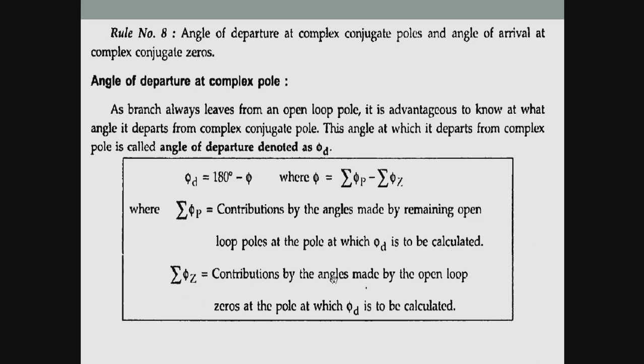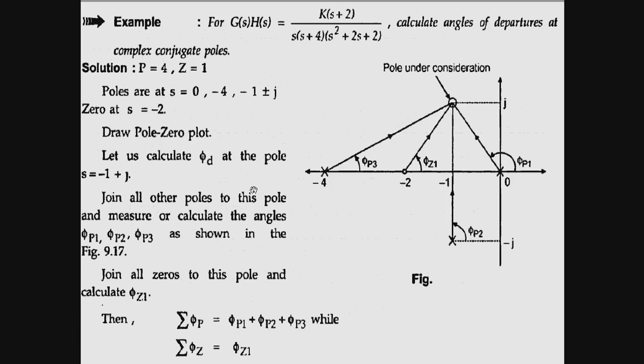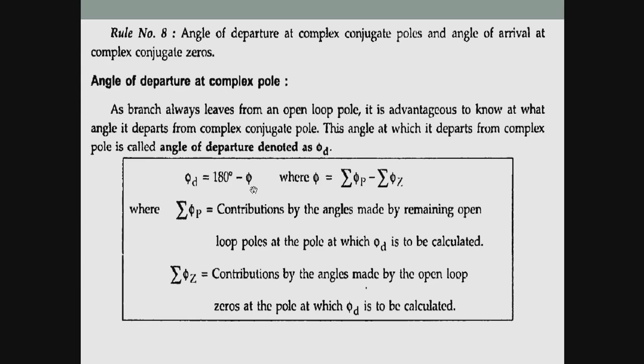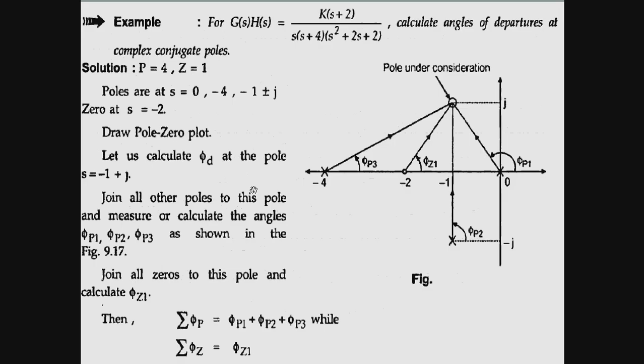So it is the total angles contributed by the poles, and this is the angles contributed by the zeros. Poles and zeros. This is the total phi. So phi d is equal to 180 minus phi. This is for the angle of departure at a complex pole.